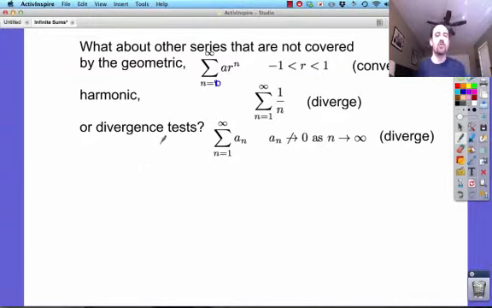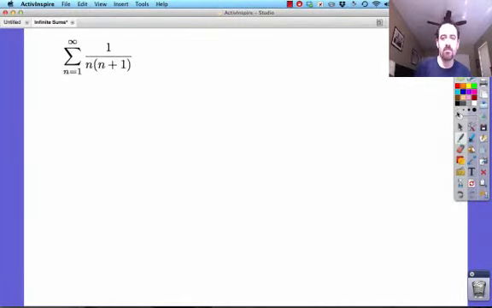And the divergence test, which says that if this sequence does not go to 0, this diverges. Remember, the opposite does not work. If this goes to 0, this does not necessarily converge. Here's an example, right? The harmonic series, 1 over n goes to 0, but the harmonic series diverges. Okay, so these are the 3 tests we're using so far to determine convergence or divergence.